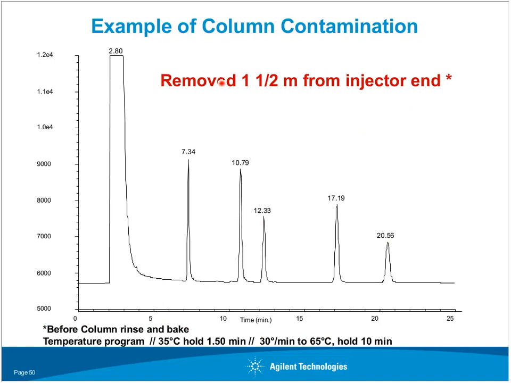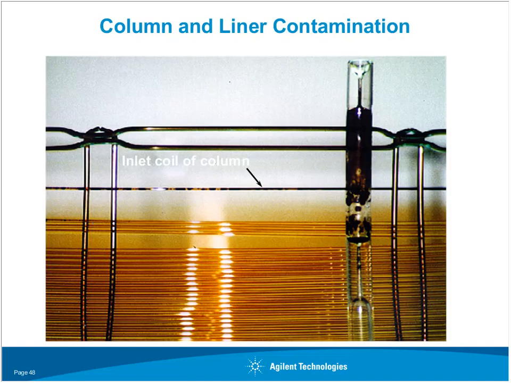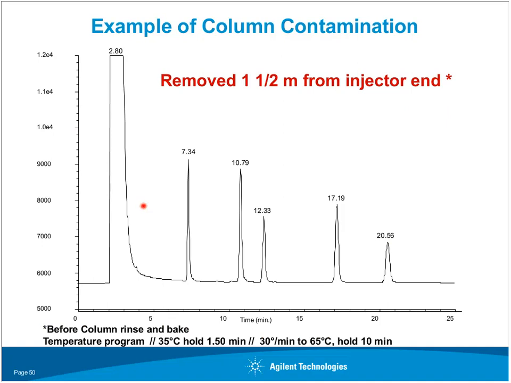So what we did on this same column, remember it looked like this, is we started our troubleshooting, we cleaned the liner, and we removed the first 1.5 meters of the column from the injector end. And you can see the chromatography has improved quite a lot. But this can be deceiving, okay? When you have a column, typically we ask you to remove one wrap. One wrap of a standard 7-inch basket is about 1/2 meter.